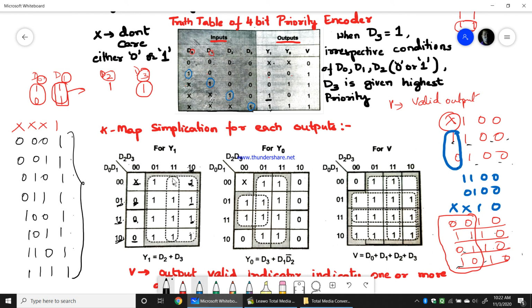So therefore now grouping will happen. So these 8 bits will be grouped, and these 8 bits will be grouped. Therefore you get y1 equal to d2 plus d3.